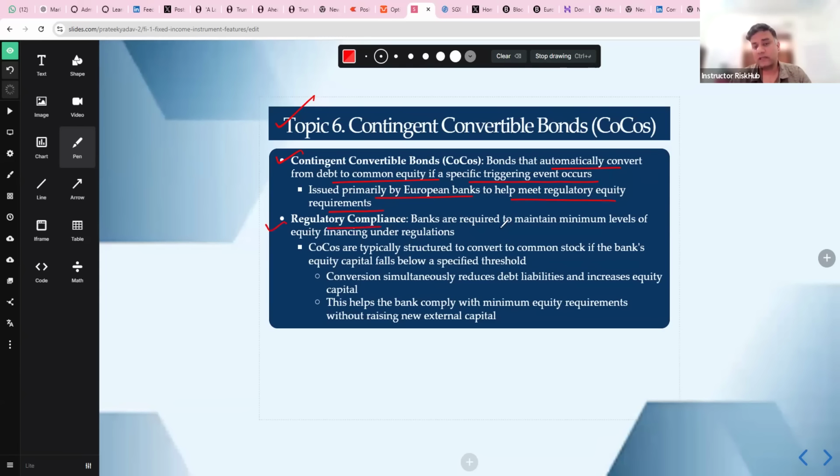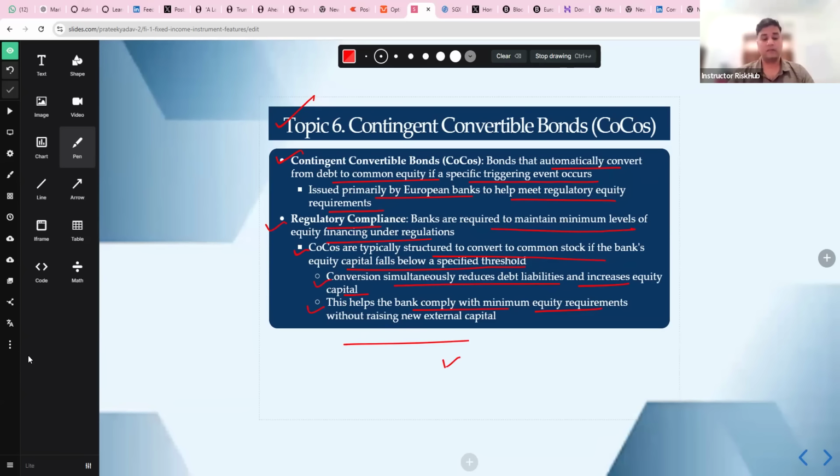Regulatory compliance has to be done. Banks are required to maintain minimum levels of equity financing under regulation. COCOs are typically structured to convert to common stock if the bank equity falls below a specified threshold. Conversion simultaneously reduces debt liabilities and increases equity capital. This helps the bank comply with the minimum equity requirement without raising new external capital, right? So we have a trigger mechanism. Conversion happens when a trigger event occurs. Capital ratio falls below threshold.